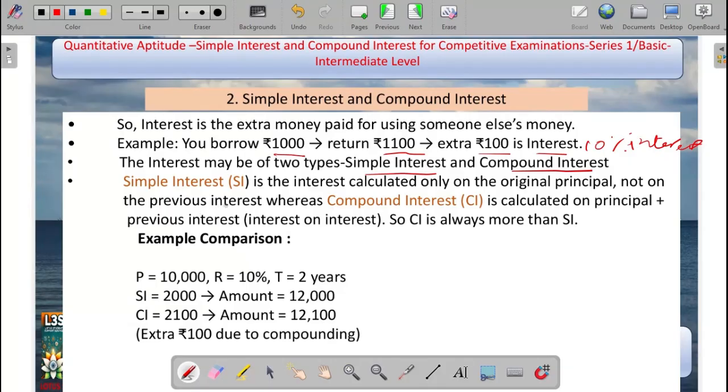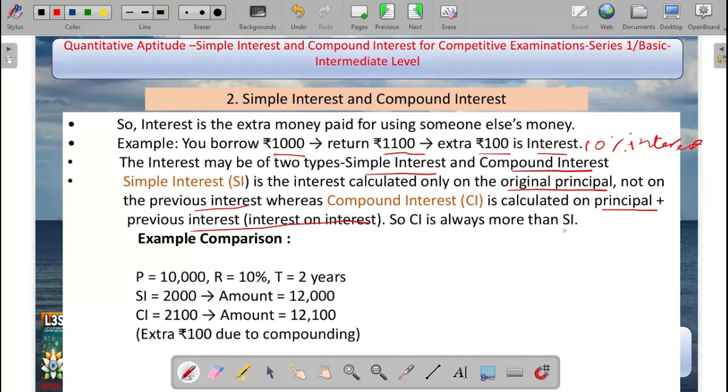Now this interest is of two types: one is simple interest, another is compound interest. What is simple interest? It is the interest calculated only on the original principal, not on the previous interest. Whereas compound interest is calculated on the principal amount and the previous interest, that is, interest on interest. We'll discuss with an example so it will be more clear. Compound interest is always more than simple interest.